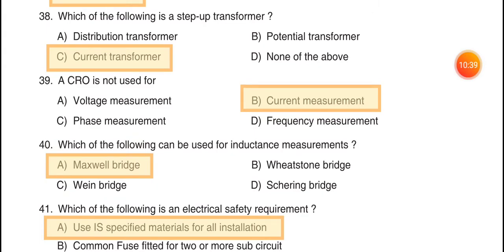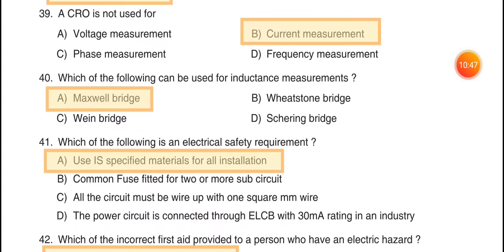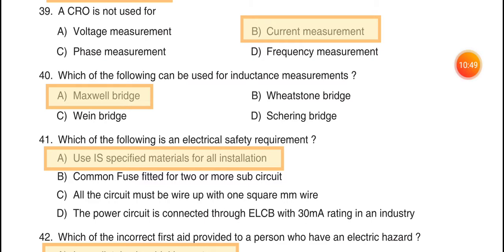38. Which of the following is a step up transformer? Answer: option C, current transformer. 39. A CRO is not used for voltage measurement, current measurement, phase measurement and frequency measurement. Answer is option B, current measurement.